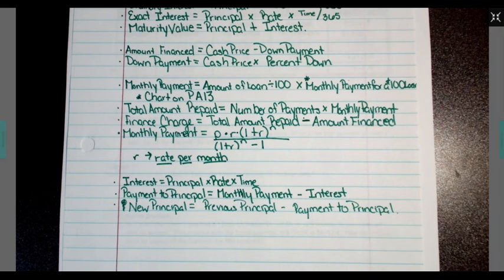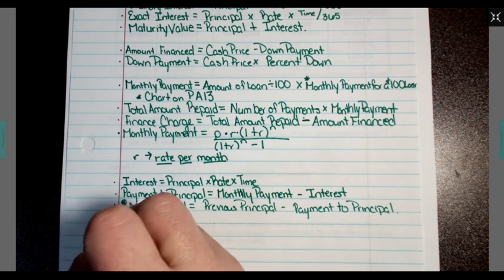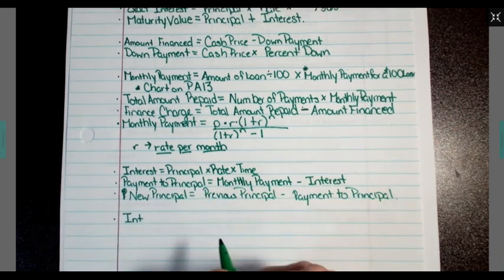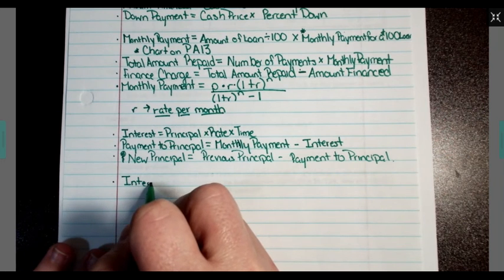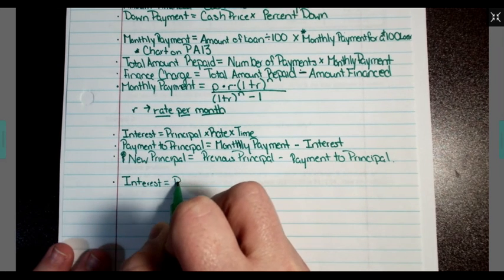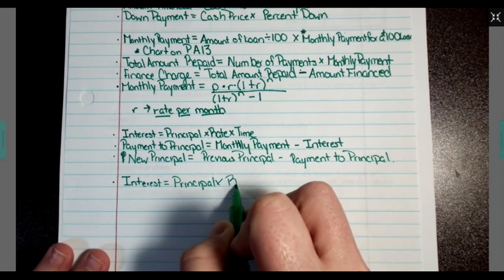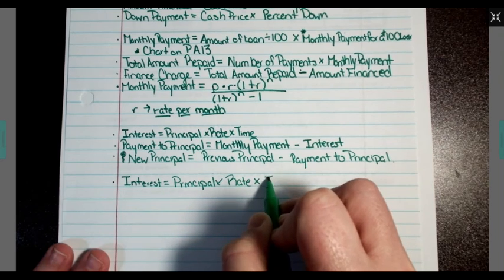Today we're going to cover lesson 8.5, paying off installment loans. We have a couple of equations to add to today's sheet. Those equations are: interest equals principal times rate times time.